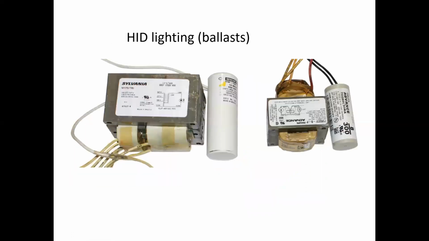And finally, another example of a transformer is seen in HID lighting or ballasts, as they're commonly known, which have a capacitor and typically a larger transformer inside the connection housing.